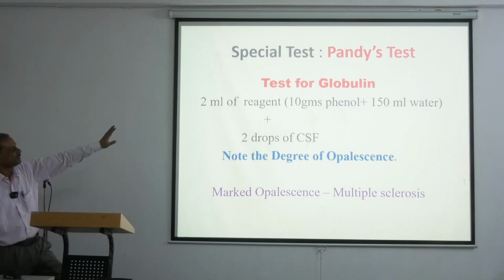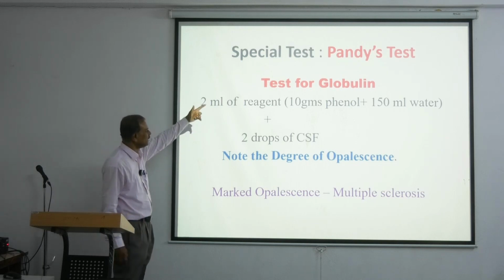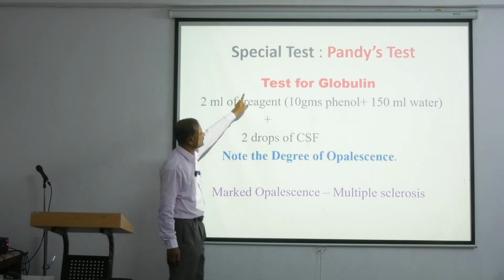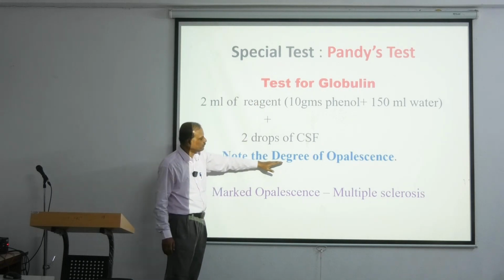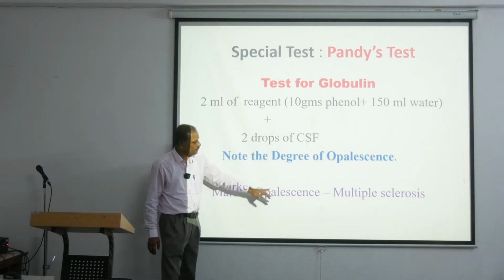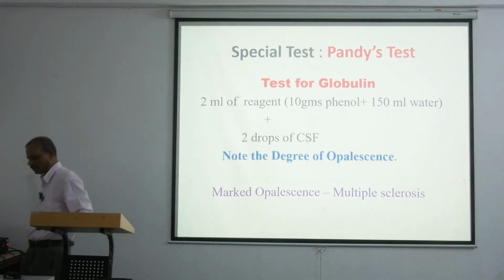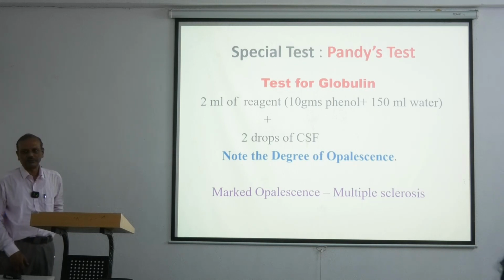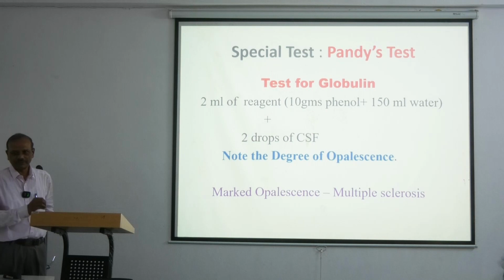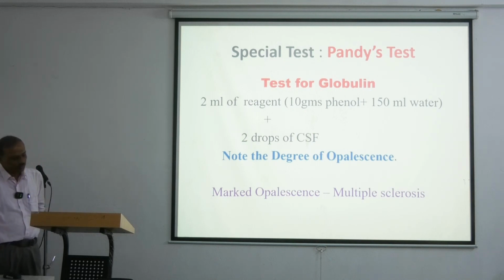Only some examiners might be fastidious enough to ask this question: what is Pandy's test? Write 3 sentences: it is a test for globulin in the CSF, a marked degree of opalescence is noted, and it is found in multiple sclerosis. These 3 points only, nothing more than that. Pandy's test is a globulin test, not for albumin. It is done in some cases, but those who answer very well might be asked this question. Normally it is not.